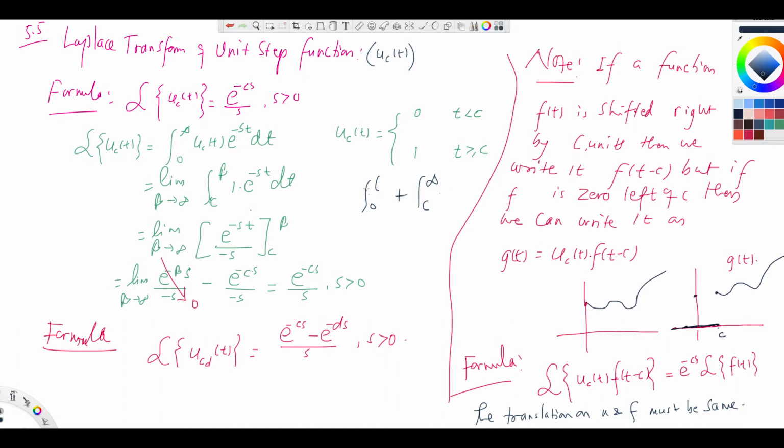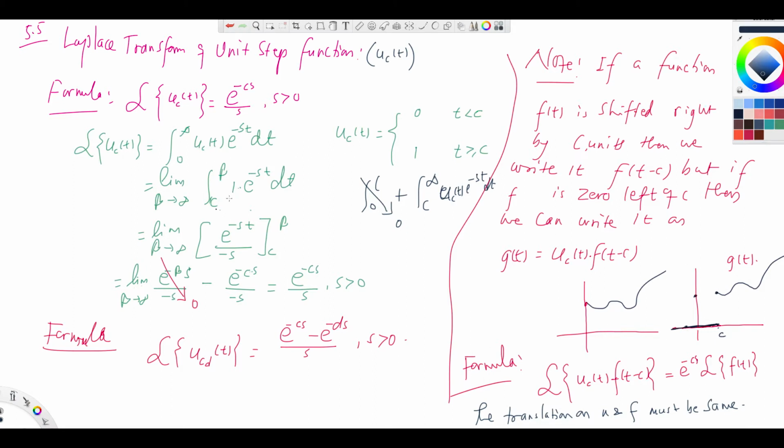On the first one it will be 0, because by the definition, for t less than c, this integral goes to 0. So what is left is u_c(t) times e to the negative st dt. That's what you get. So the integral from 0 to infinity of u_c(t) e to the negative st dt is the limit as beta tends to infinity. I wrote just c to beta, ignoring the 0 to c part because it goes to 0.